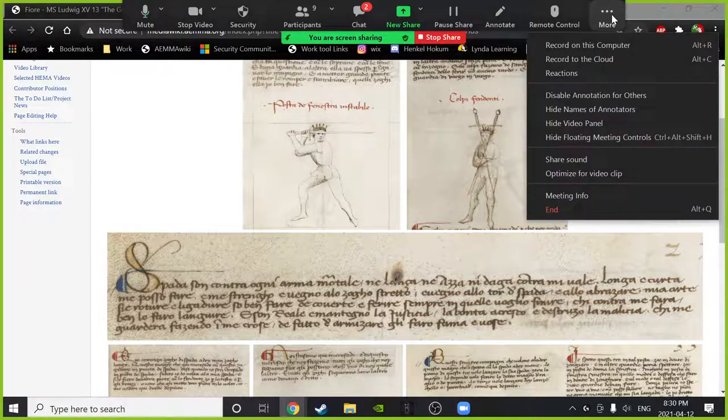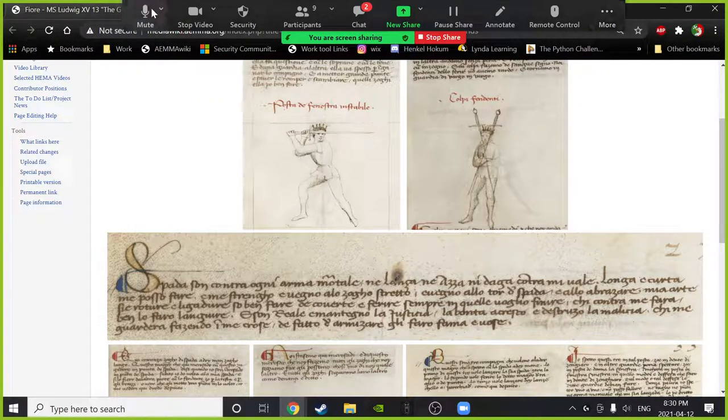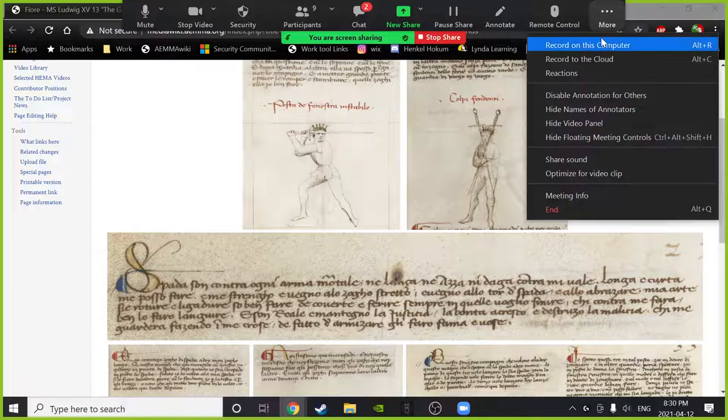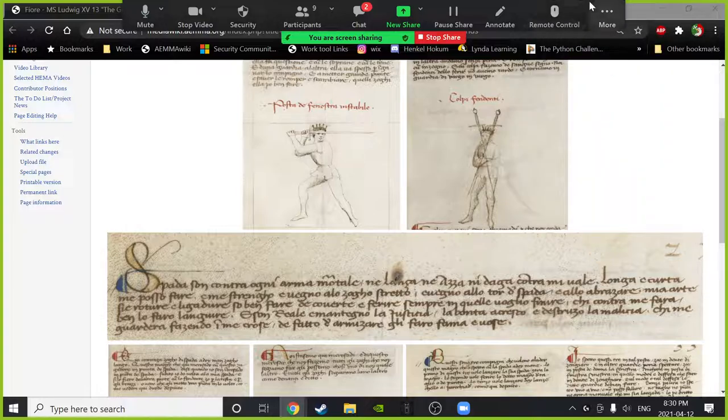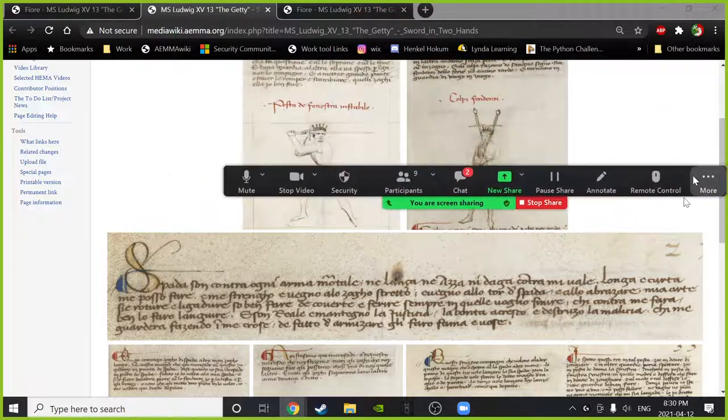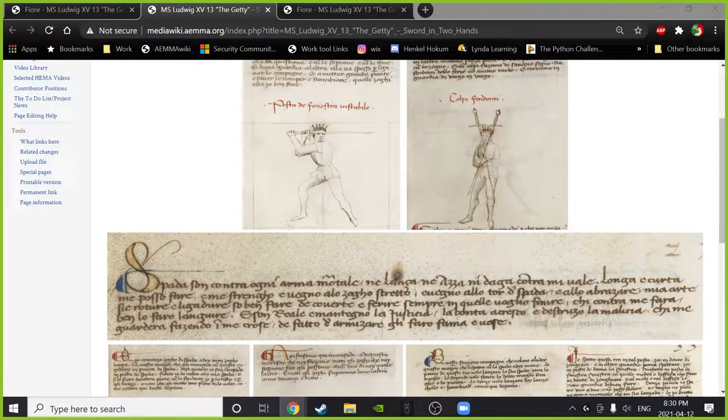I don't like this at the top. How do I hide this? Anybody know how to hide this at the top? I don't like this thing. Can I click and drag it? Aha! I can click and drag it. Can I click drag it over here? Perfect. All right, cool. Great.